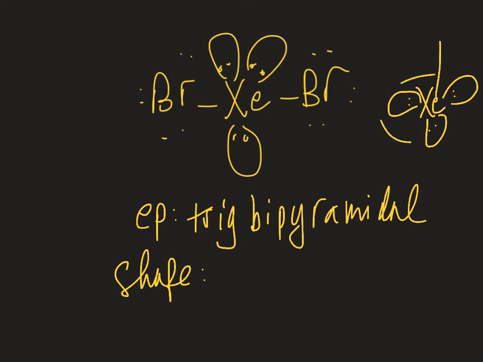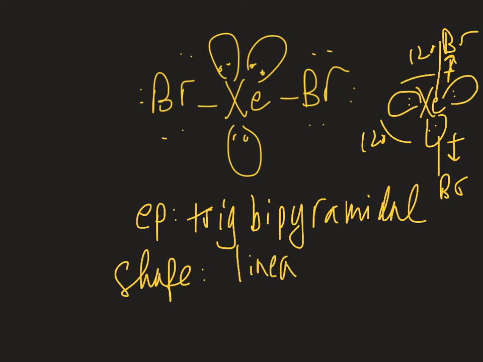The flat plane that creates 120-degree angles here in the equatorial position around the xenon, and then you have a bromine above and a bromine below. And even though bromine is much more electronegative, and these individual bonds are polar, the overall dipole moment is 0 because this is actually a linear molecule.